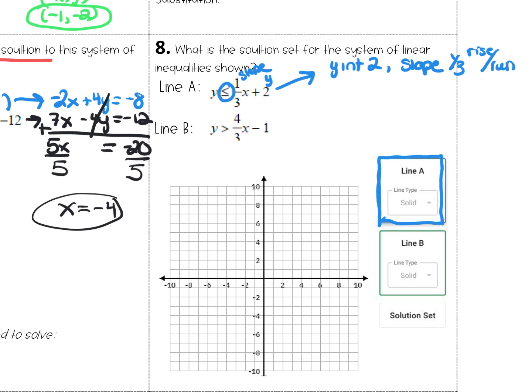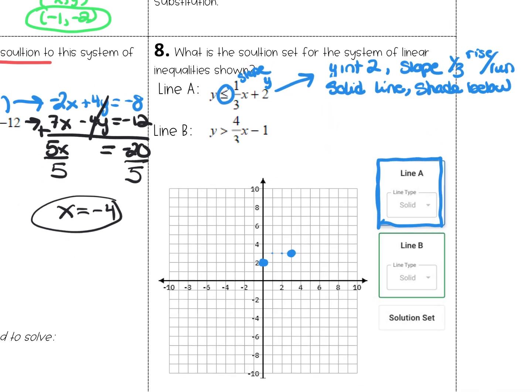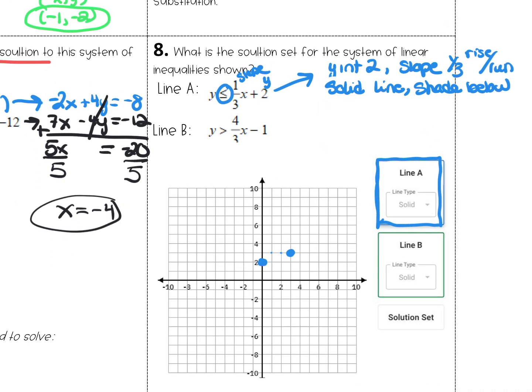This inequality symbol tells me that I'm going to do a solid line. And it says y is less than, so I should shade below. So I'm going to graph my y-intercept of 2. I'm going to go up 1 over 1, 2, 3. I'm going to use a ruler and draw a straight edge. I'll make sure when I do, I draw a solid line.